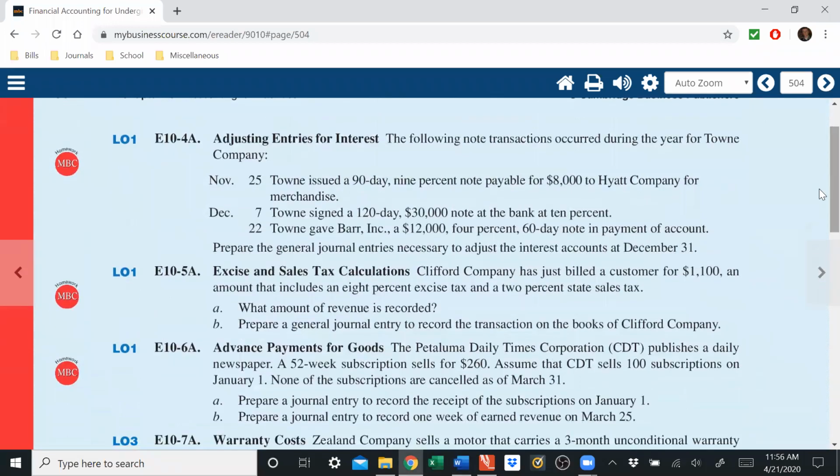Adjusting entries for interest. The following note transactions occurred during the year for town. So there are 3 transactions that happened, 1 in November, 2 in December, and it wants us to prepare the general journal entries necessary to adjust the interest accounts at December 31st. What journal entry is required on December 31st relating to the November 25th transaction?